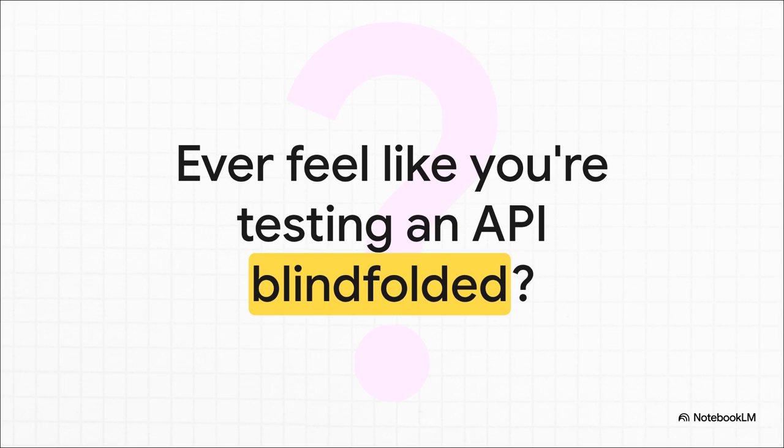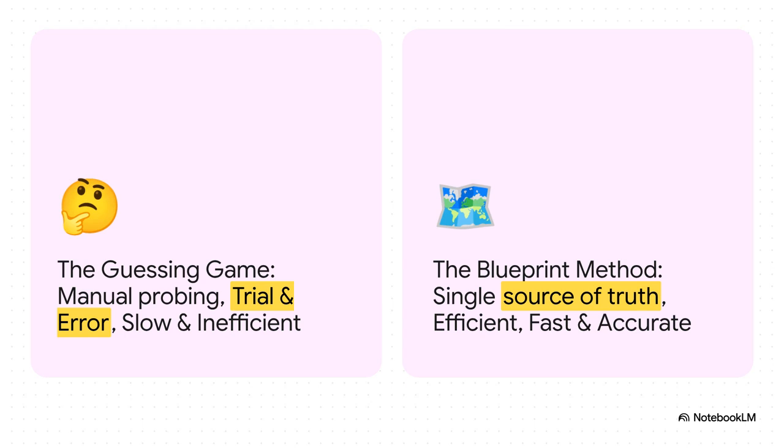Does this feel familiar? You get a ticket to test a new API, but you don't have a map. You're just sending random requests, trying to debug these cryptic errors, and basically just hoping for the best. It really is like trying to navigate a maze in the dark and just bumping into walls over and over again. Look, we've all been there, stuck in what I call the guessing game. You're pinging developers on Slack with questions like, hey, what does this field actually do? Or what error code should I expect here? It's slow, it's inefficient, and frankly, it's frustrating.